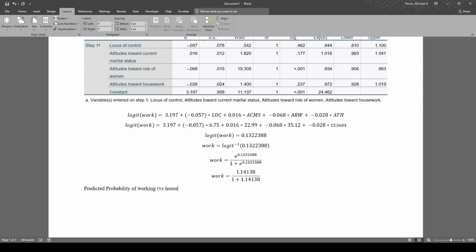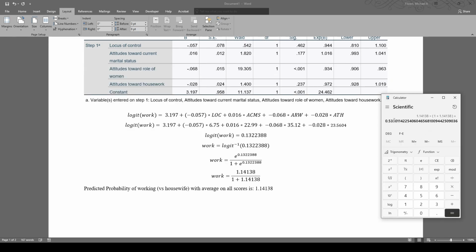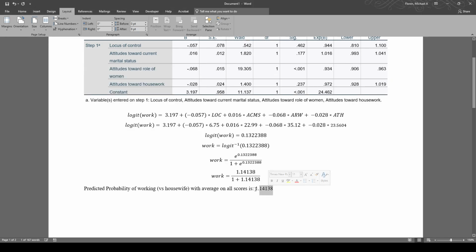Housewife. Average on all scores is, oh, nope, not that number. What did I just have? 0.53, about 53%. Cool. All right. Now that looks like a lot, and frankly, it was a lot.